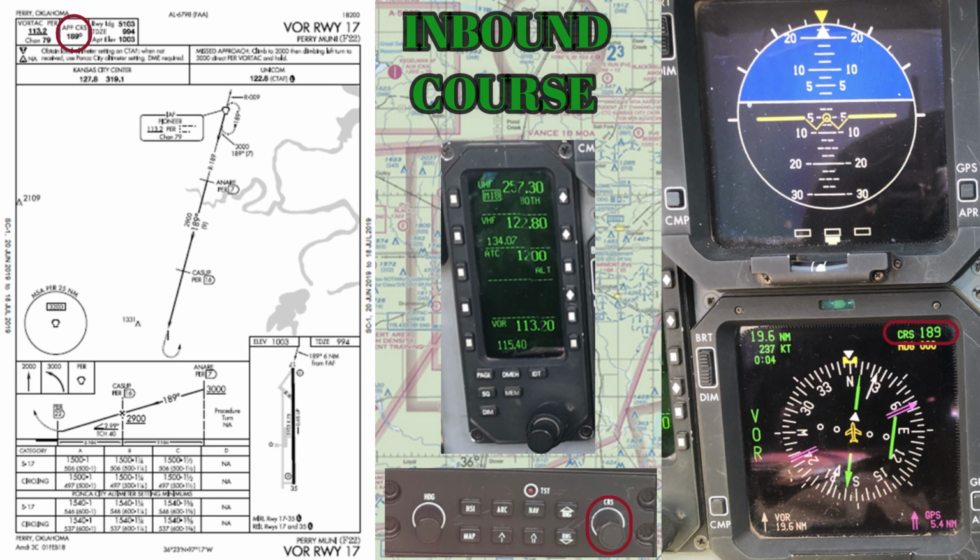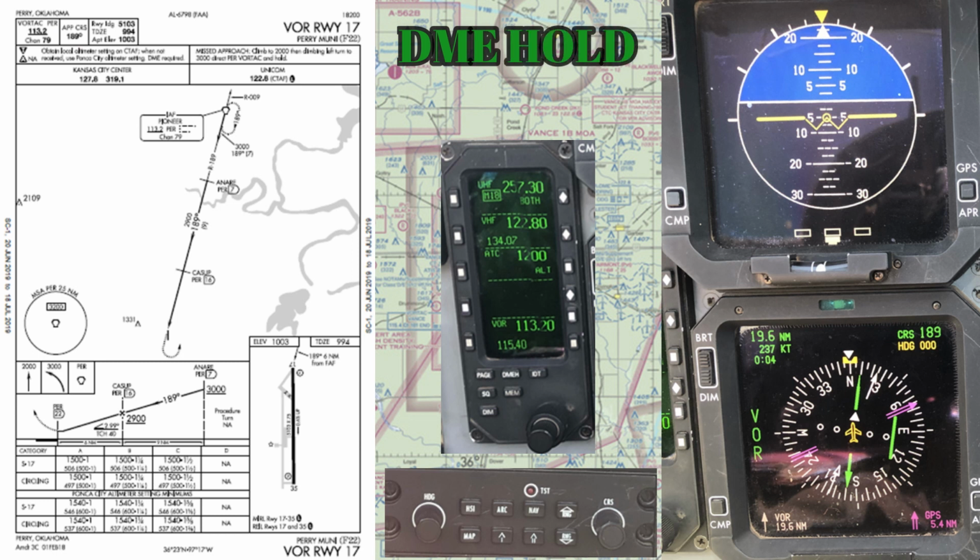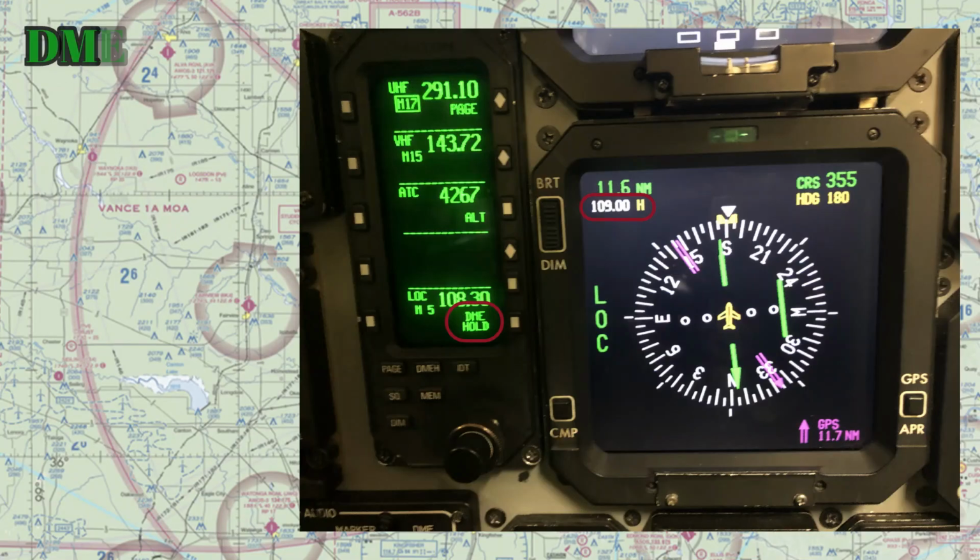The second D in DLIDS is DME hold. On this approach, DME hold is not required because the DME depicted in the profile view is from the Pioneer VOR, which is the frequency also used for lateral navigation. DME hold has a tendency to confuse students at first, so let's spend a minute talking about it.